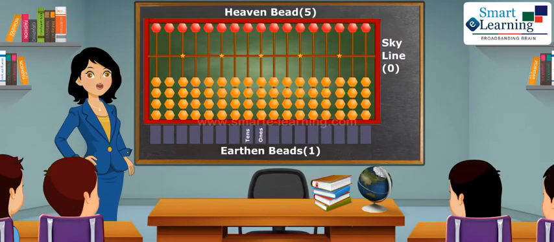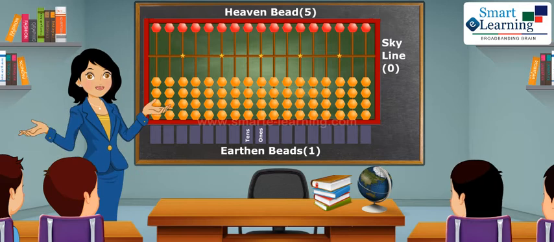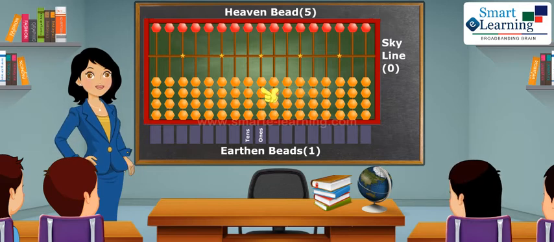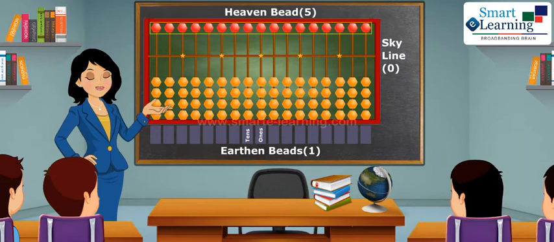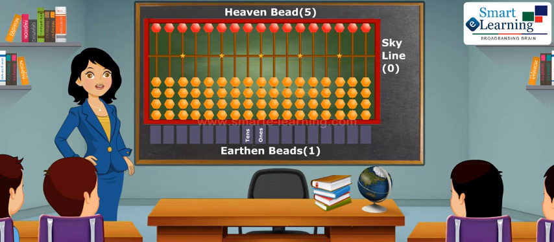Counting on Abacus. Step 1. Come on, let us first learn counting on ones and tens place. When the earthen and the heaven beads do not touch the skyline, it shows number 0 on the abacus.